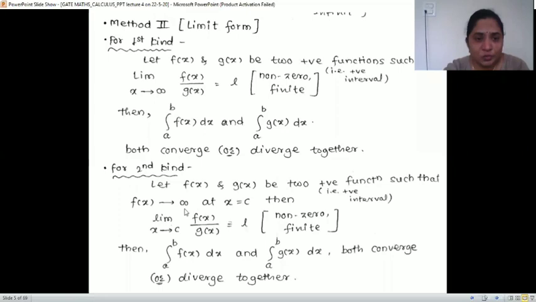So what is the change between the first kind and the second kind? In the first kind, we just have to check that the limit of f of x upon g of x is L, and then we can say. But in the second kind of function, the function f of x is also tending to infinity as x tends to c.